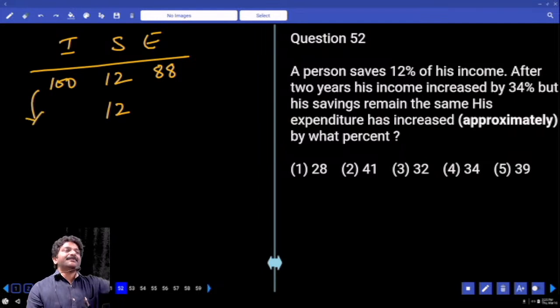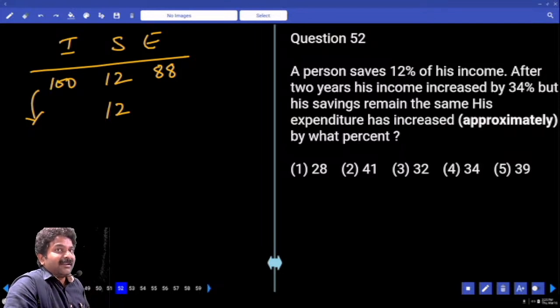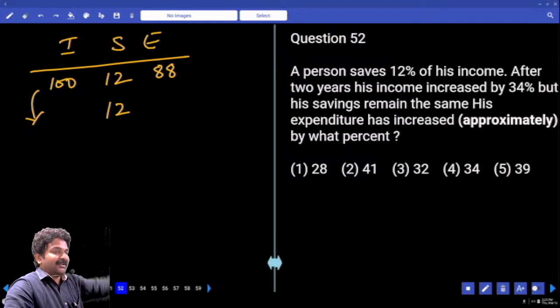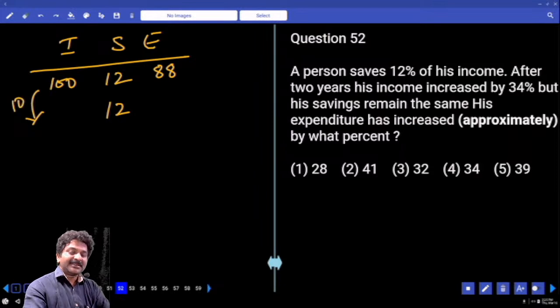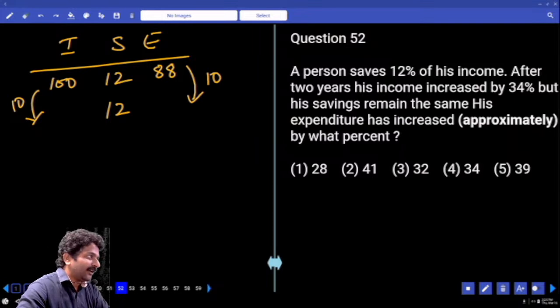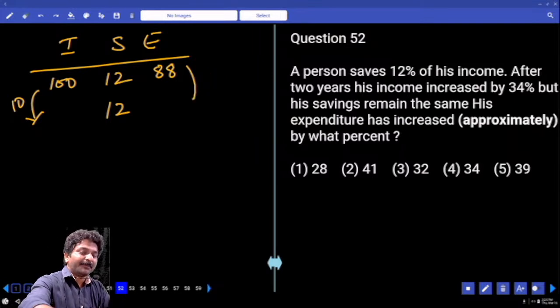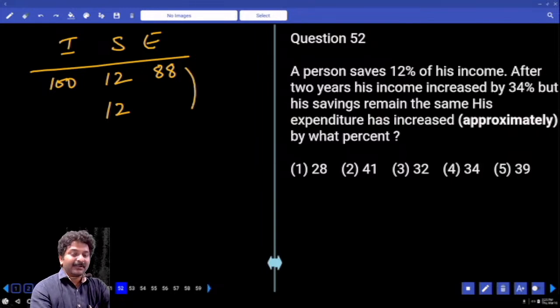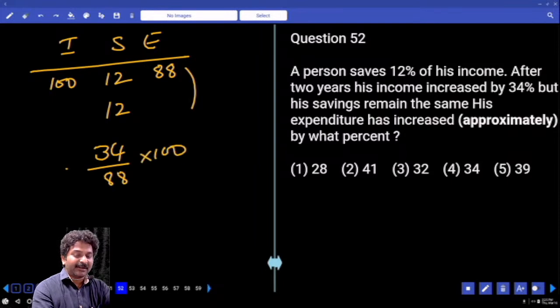Now, this is the logic. If income increases by X, the same X reflects in expenditure, right? Because in savings there is no change. So if it increases by 10, the same 10 increase will come in the expenditure part. Agreed or not? Income increased by what percentage? 34% calculated on 100 only. Then the same 34 will increase in expenditure. So 34 increase upon 88, into 100. That is the percentage increase in expenditure.